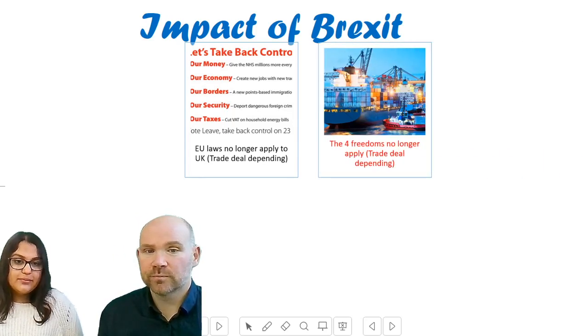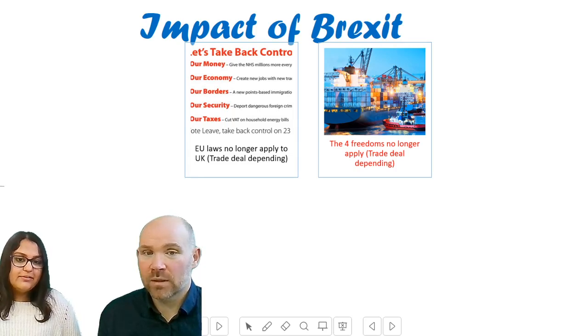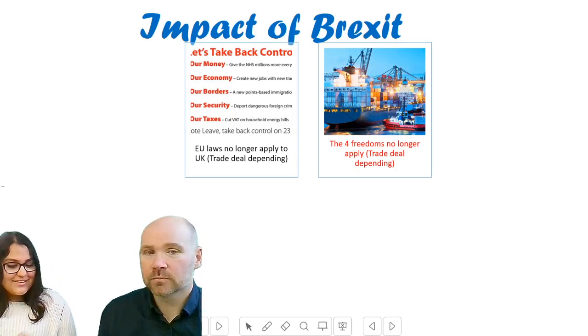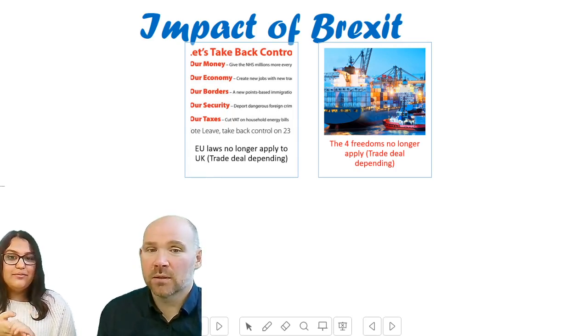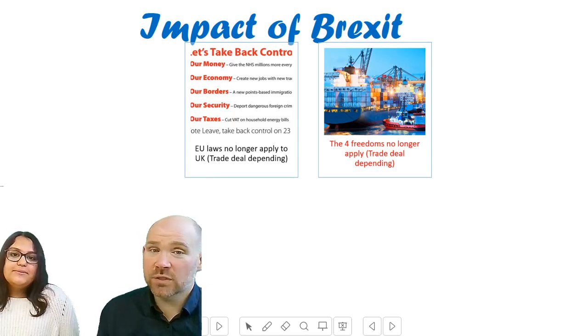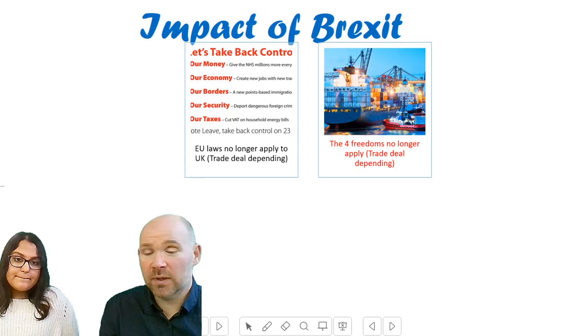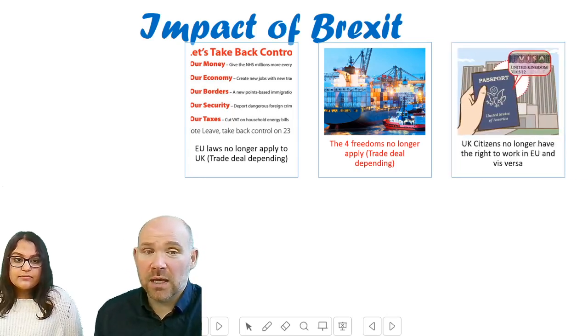So the four freedoms will no longer apply, unless there is a trading deal which is made that requires one of the four freedoms or all of them to still be in place. What were the four freedoms? Freedom of movement, freedom of moving goods, freedom of banks and money, and freedom of services. If Boris Johnson gets a deal that's very close to the EU, some of those freedoms might still apply. If he goes for something that's quite distant, then they probably won't.